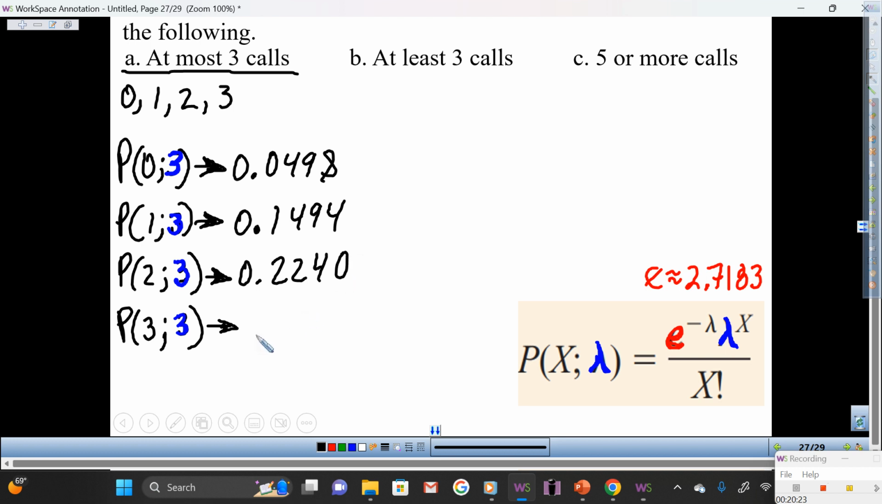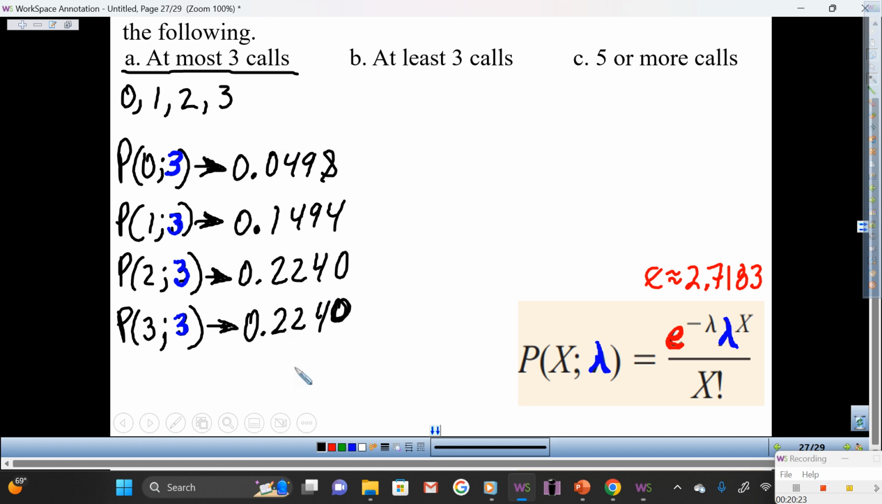How about P of 3? Say it, JC. Say it. Don't trip out. Just say it. That is correct. All right, we get the same for both P2 and P3.